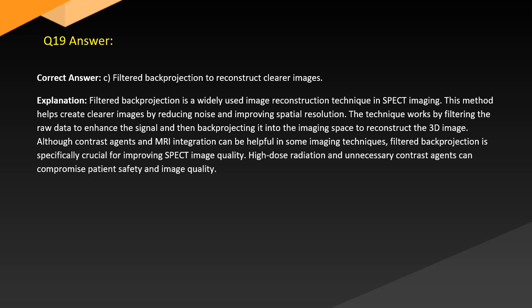Answer. Correct answer: C. Filter back projection to reconstruct clearer images. The explanation. Filter back projection is a widely used image reconstruction technique in SPECT imaging. This method helps create clearer images by reducing noise and improving spatial resolution. The technique works by filtering the raw data to enhance the signal and then back projecting it into the imaging space to reconstruct the 3D image. Although contrast agents and MRI integration can be helpful in some imaging techniques, filter back projection is specifically crucial for improving SPECT image quality. High-dose radiation and unnecessary contrast agents can compromise patient safety and image quality.